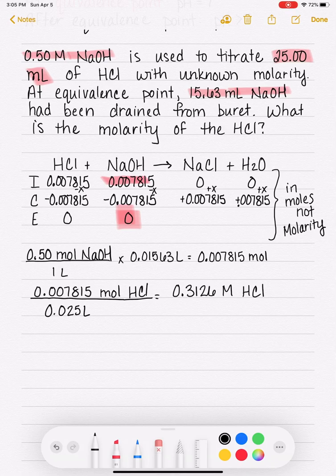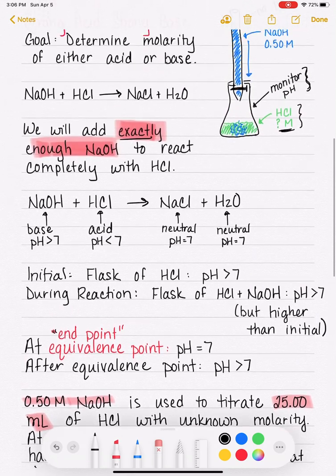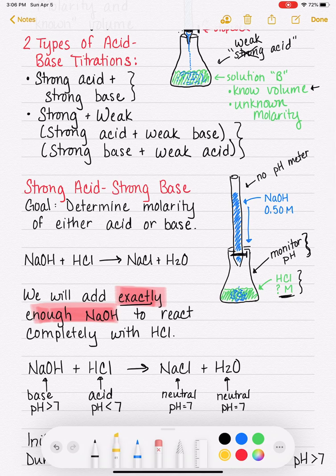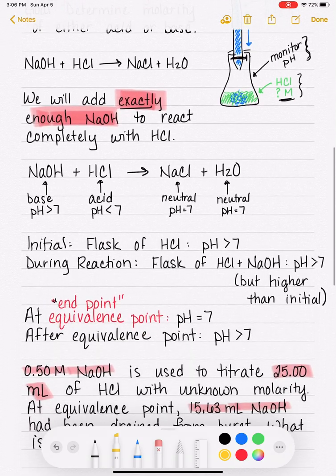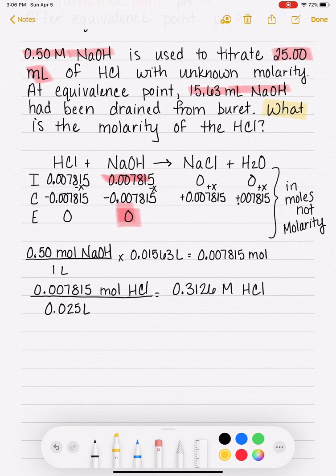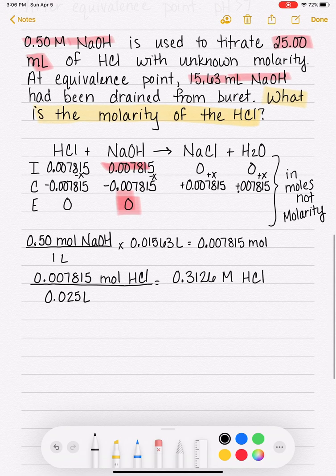So we have one more type of calculation that we can do for strong acid, strong base titrations. Remember, we're going to look at two different types of acid-base titrations. We're right now looking at strong acid, strong base, and then we're going to look at a strong with a weak. So for the strong acid, strong base, one type of calculation, the last example that I did, is using titration data to calculate the molarity of a substance in the titration. The other type of calculation that you can do is calculating the pH at any time in the titration.